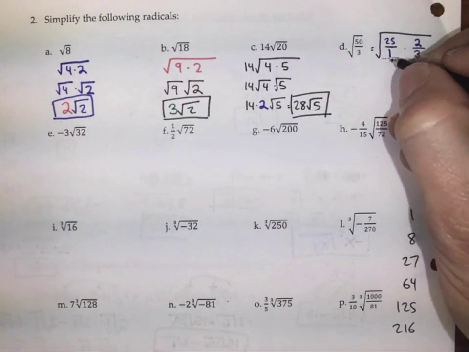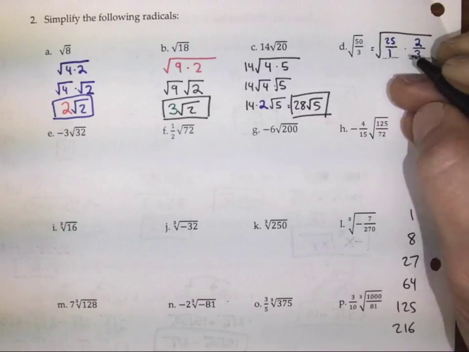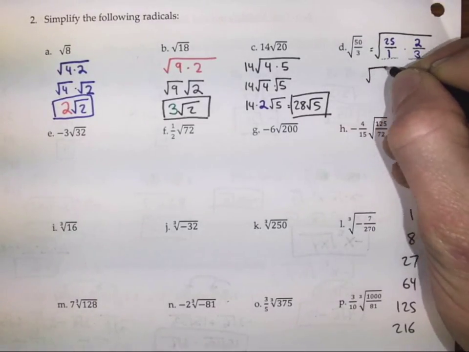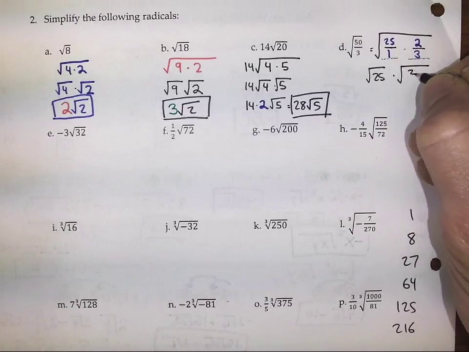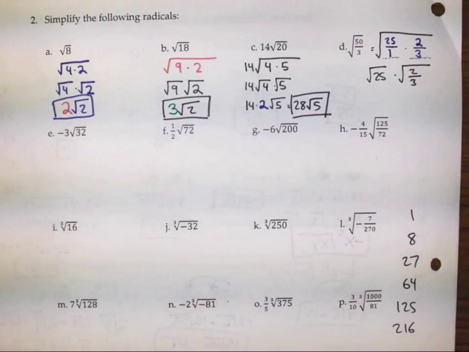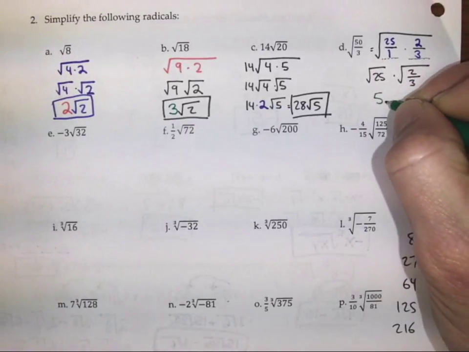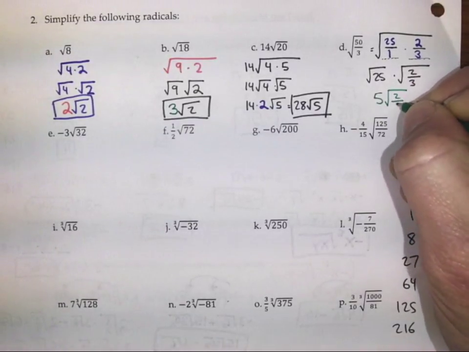Now I can rewrite that. I'm going to get rid of that 1 here. I'm just going to rewrite it as 25 next round. So it's root 25 times the square root of 2 over 3. And root 25, well, that has a solution. It's 5. 5 root 2/3.